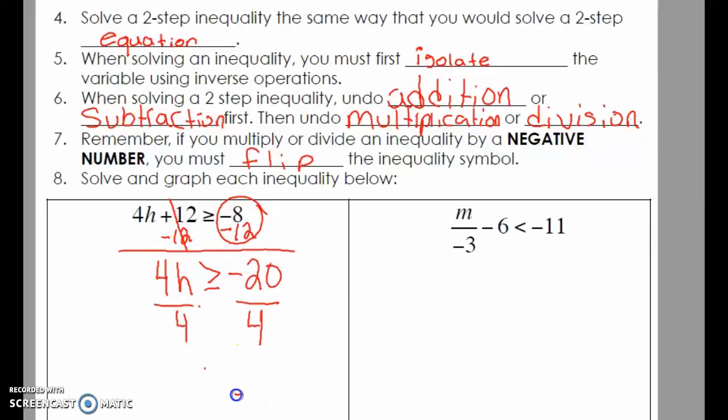But now the signs were different. It was negative 20 divided by positive 4. So is it a negative 5 or positive 5? Negative. The signs are different, so we get a negative. Go ahead and rewrite the rest. What happens to the two 4s? 4 divided by 4 is what? Good. What's left? H.